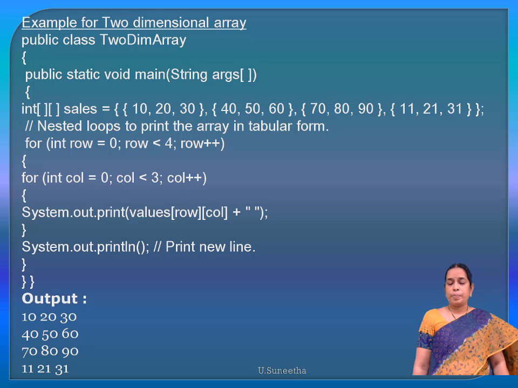The first for loop is regarding the first index and the second for loop is regarding the second index. So by using two indexes or two subscripts, we have to refer to this array, and by using these two indexes, we are printing the appropriate values. Finally, all the values have been printed.